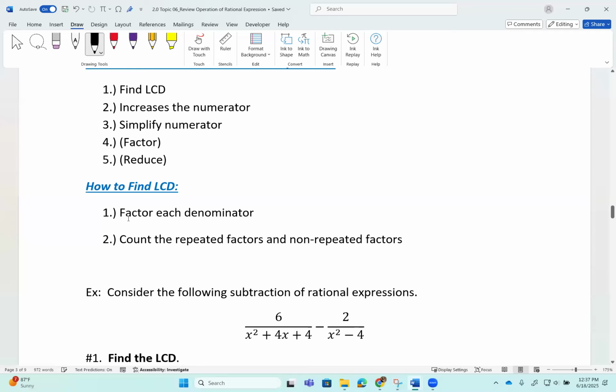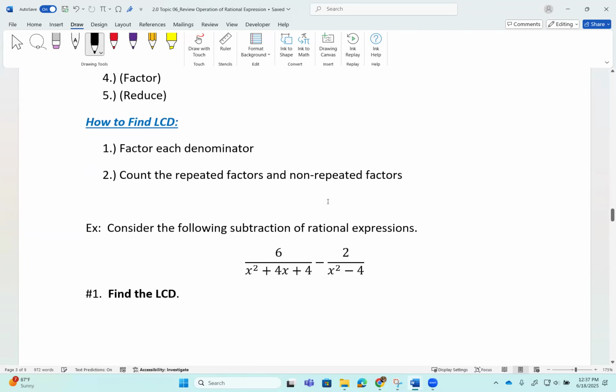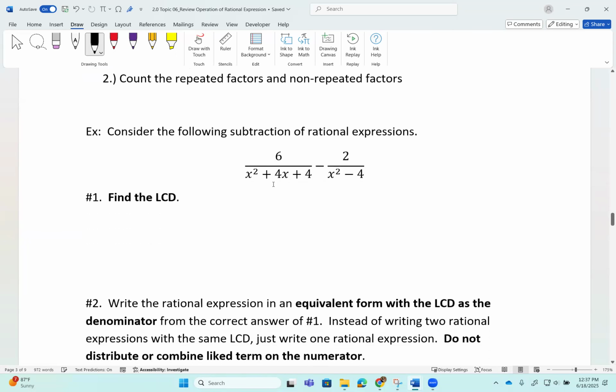So all I'm going to do is factor each denominator, then count the repeated factors and the non-repeated factors. That's what my LCD is: repeated factors and non-repeated factors between the two denominators. Then I'm going to find the equivalent numerator using the new LCD, then simplify the numerators. Okay, so let's give this a try. Find the LCD. Let's factor the two denominators first.